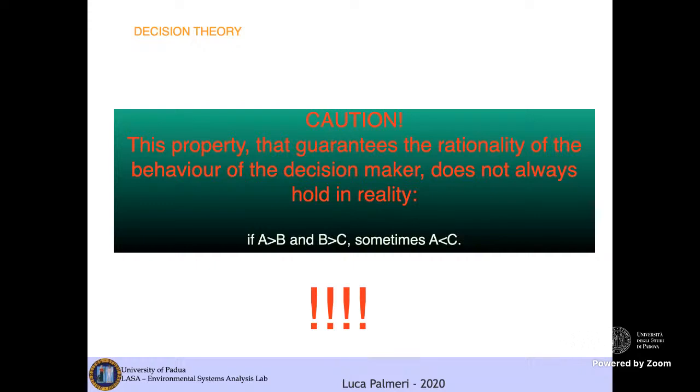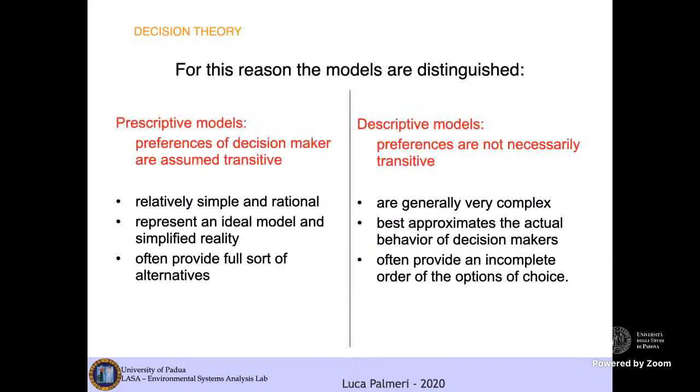This property that guarantees the rationality of the behavior of the decision maker does not always hold in reality. It may sometimes appear, especially in environmental issues, that A is greater than B and B is greater than C, but sometimes A is smaller than C. This is a classical way of formalizing a non-transitive or non-structured decision problem that cannot end up with a complete ordering or ranking of alternatives.